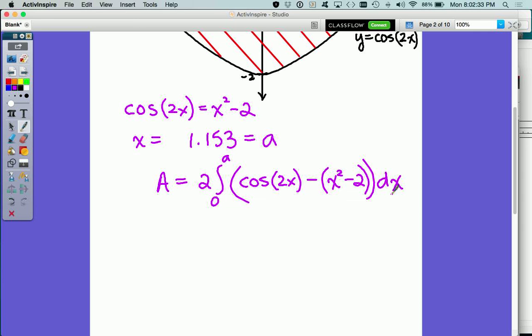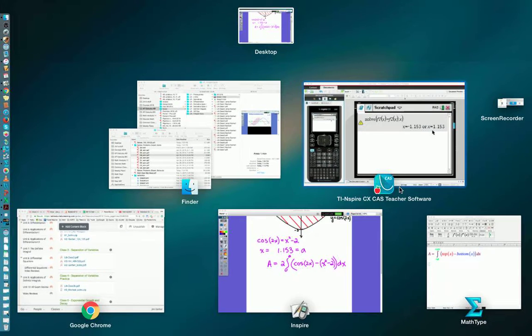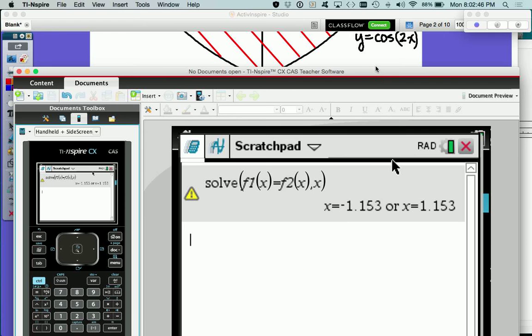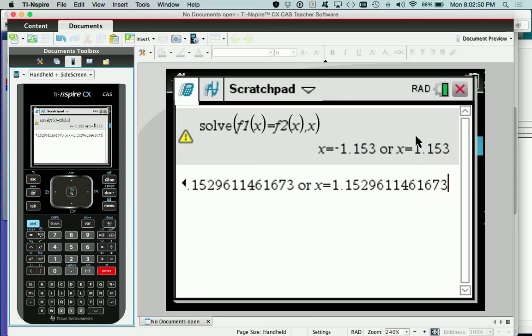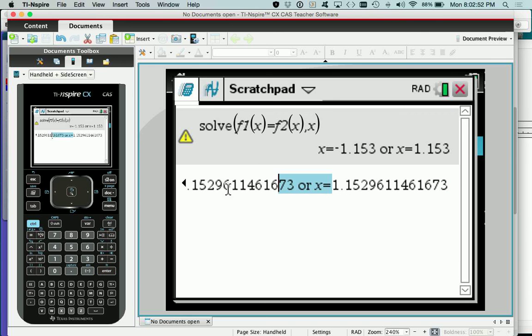So I'm not going to mess around with antiderivatives because if I'm using the calculator anyway, I might as well use it right from the beginning. So I go back to my calculator screen. And I say, well, first of all, I want to take this 1.153 number and store it into A. So I'm going to get rid of all of this stuff.